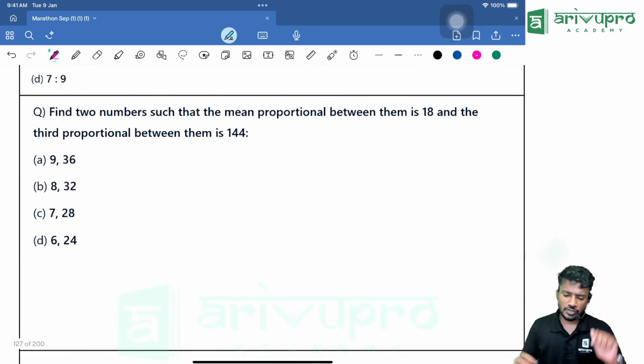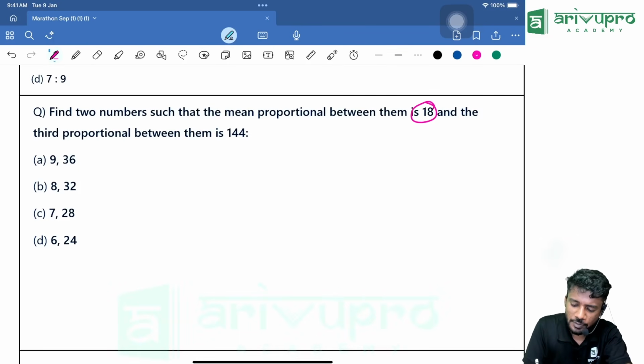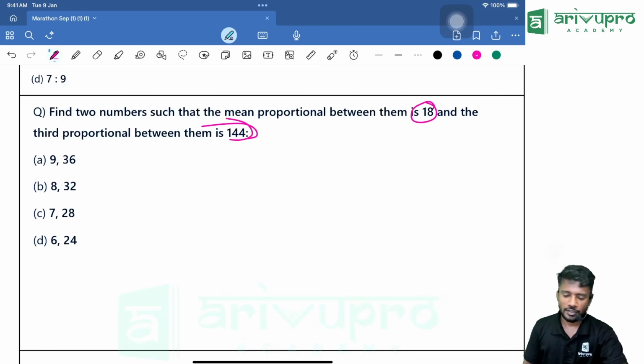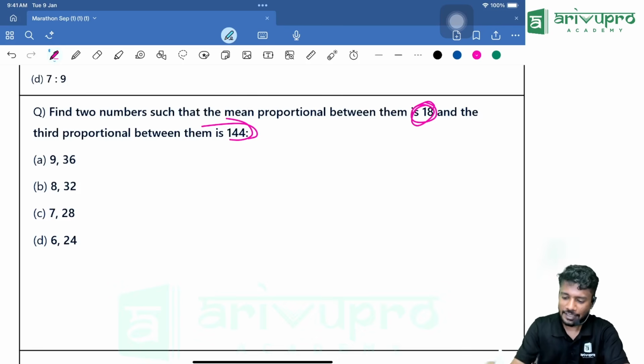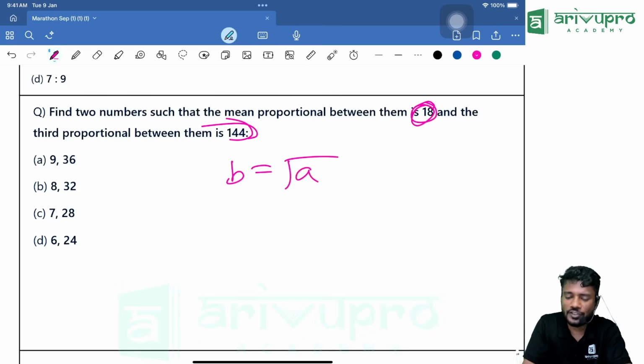Find two numbers such that the mean proportional between them is 18 and the third proportional between them is 144. What are those numbers? Mean proportional is 18 means what? That means B is equal to root AC. We should know that, right?